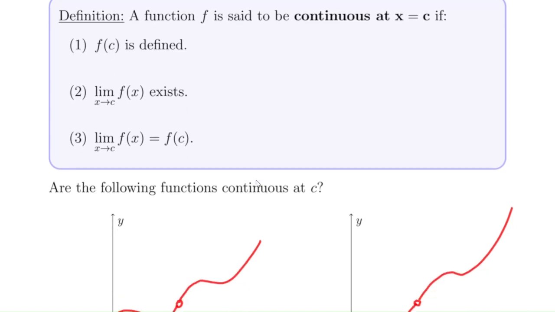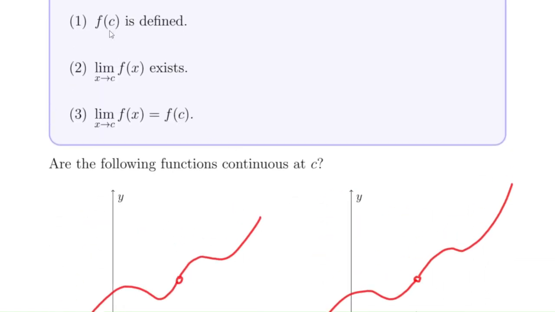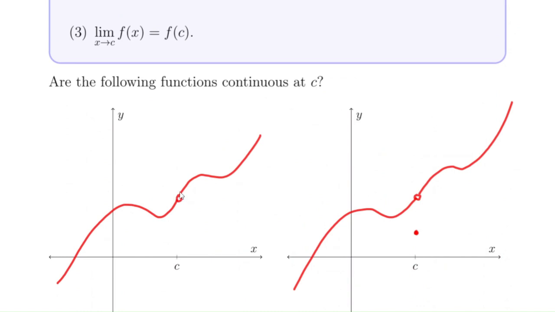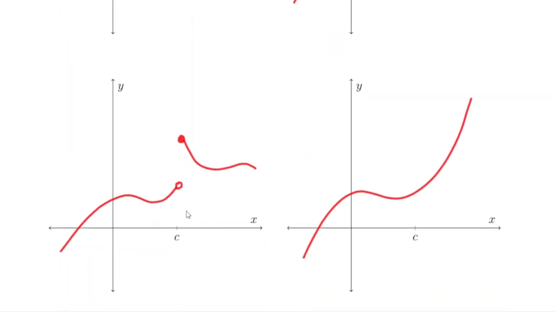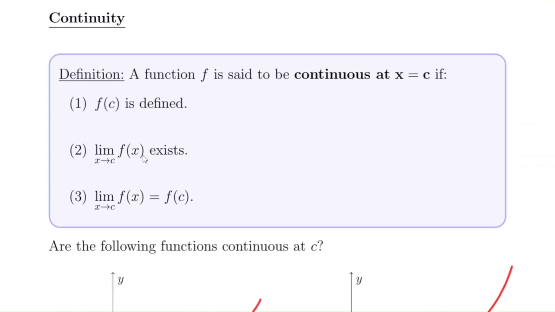Okay, so let's look at this graphically. Are the following functions continuous at c? Well, notice here, f of c is not defined. So that first condition is not satisfied. So this is not continuous. It's got a hole in the graph. Okay, let's actually go down to this one down here. Is this one continuous at c? Well, no, it's got a jump in the graph, but the idea here is that the limit as we approach c from the right and the limit as we approach c from the left are not the same. So the limit as x approaches c, that ordinary limit, does not exist. So that second condition is not satisfied.